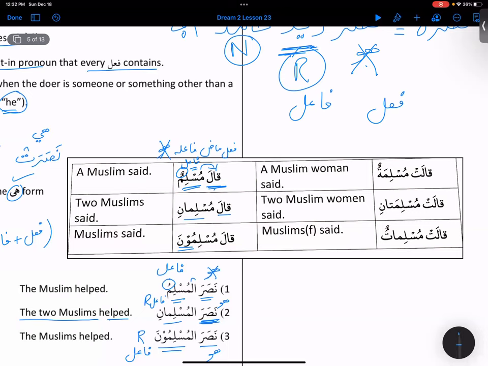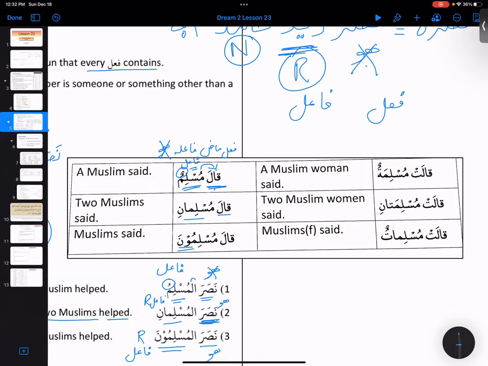Qalat Muslimatun: one Muslim lady said. Qalat Muslimatani: two Muslim ladies said. Qalat Muslimatun: all Muslim ladies said. Make sense? That is not tough. It's easy, alhamdulillah.